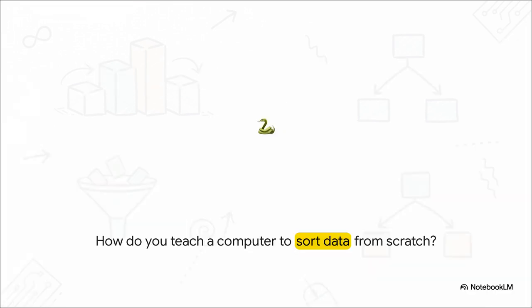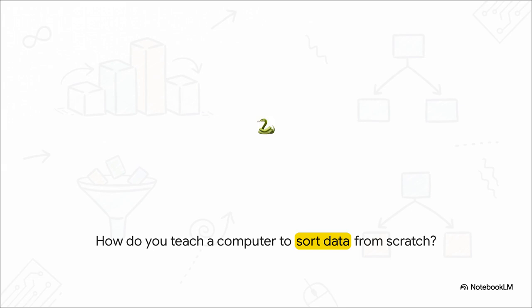So let's dive right in with a pretty wild question. How do you get a slithery Python script to take a completely chaotic list of numbers and perfectly organize them? I mean, think about why this matters. Whether it's an e-commerce site instantly sorting thousands of products by price or a massive video game updating a global leaderboard, sorting is absolutely everywhere.